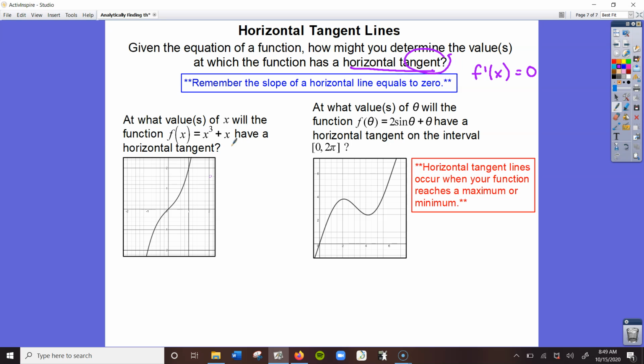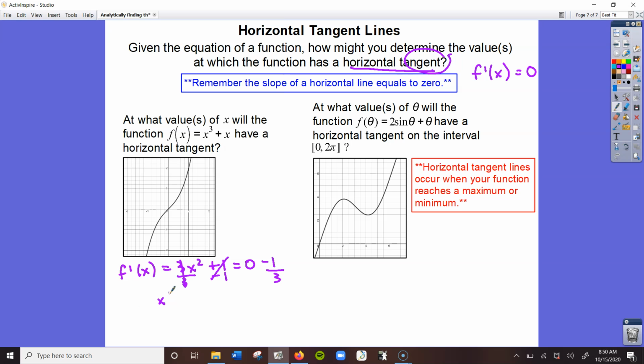So if I look at this first example, f of x is equal to x cubed plus x, if I find the derivative, that gives me 3x squared plus 1. And I want to know when it has a horizontal tangent. So I'm going to make the derivative equal to 0, and then I'm going to solve for x. Now look what happens when I try to solve for x. I have to subtract the 1, and then I would have to divide by 3.